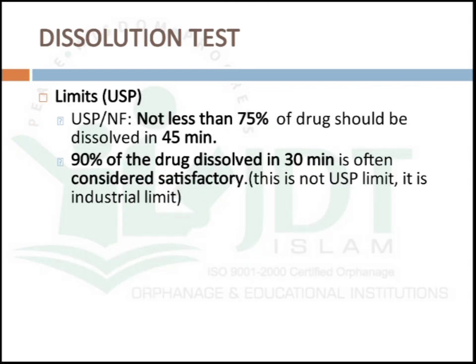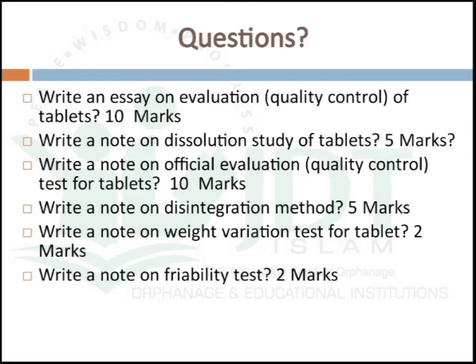So these are some limits specified in the USP. Not less than 75% of the drug should be dissolved in 45 minutes. If 90% of drug is dissolved in 30 minutes, it is often considered a satisfactory limit. So that is all about the evaluation tests for tablets.